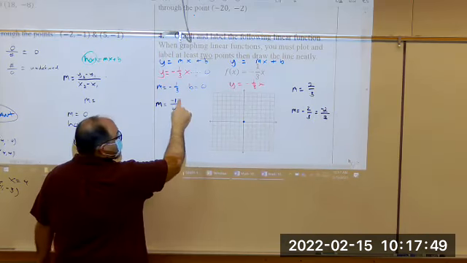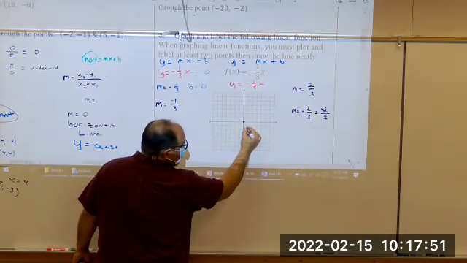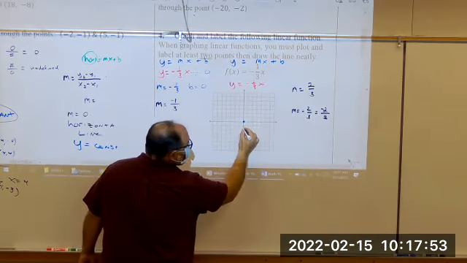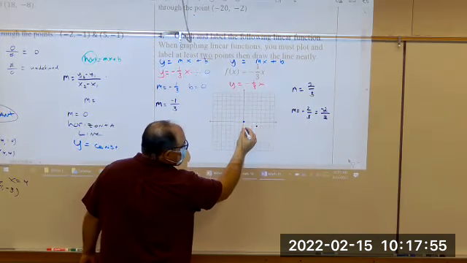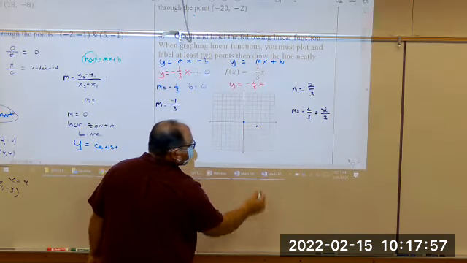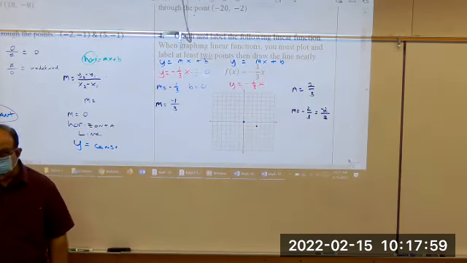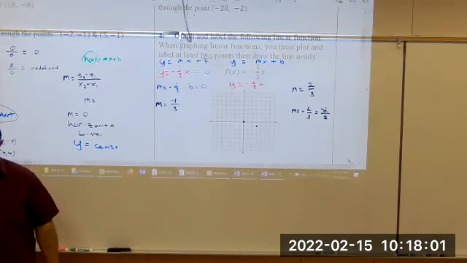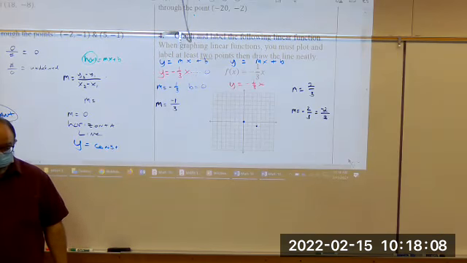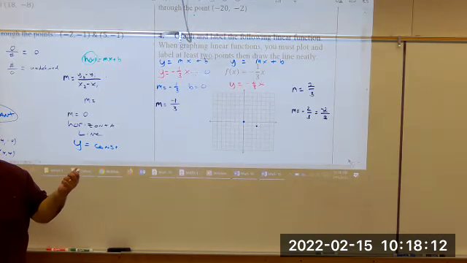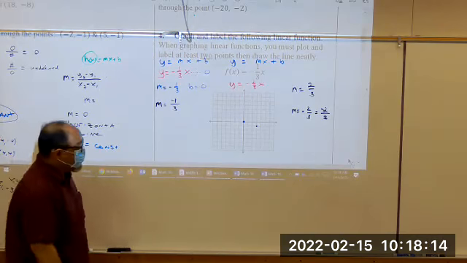So this means I'm going to go down 1. So from here, I go down 1. And the run, I go 3 to the right. Down 1, over 3. Now you've got to label that point. You've got to label the coordinates. When you have a line, you need at least 2 points. At least 2 means you could have more, but you need at least 2.